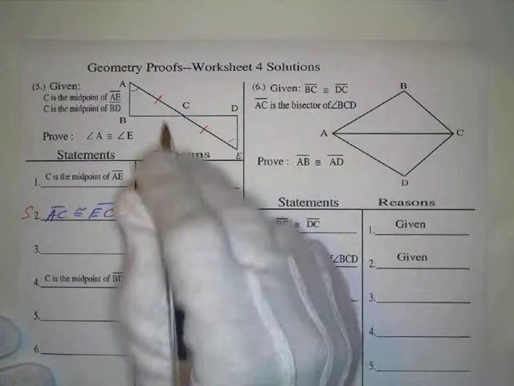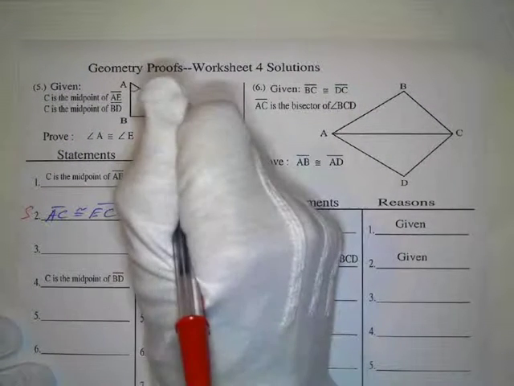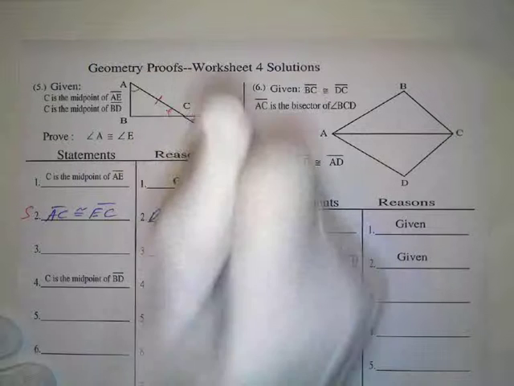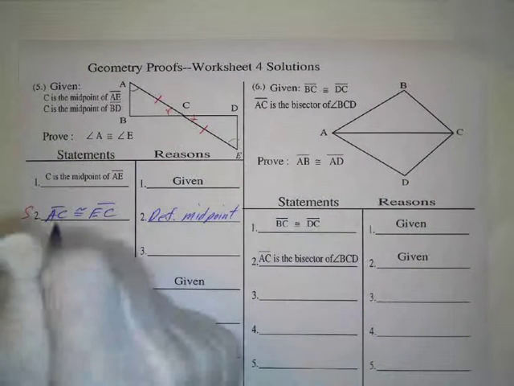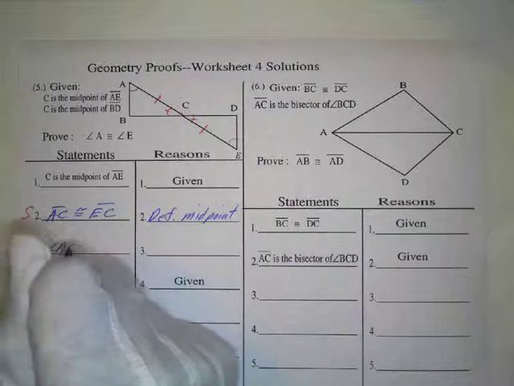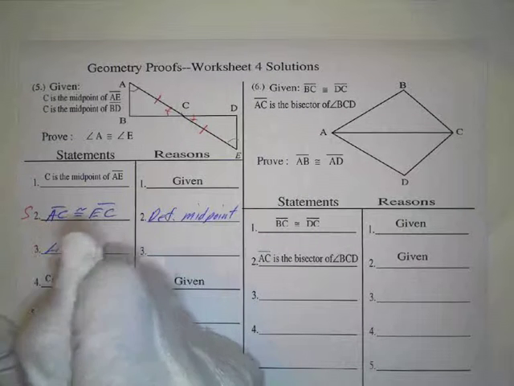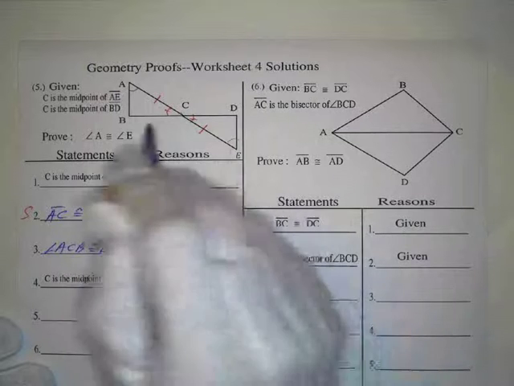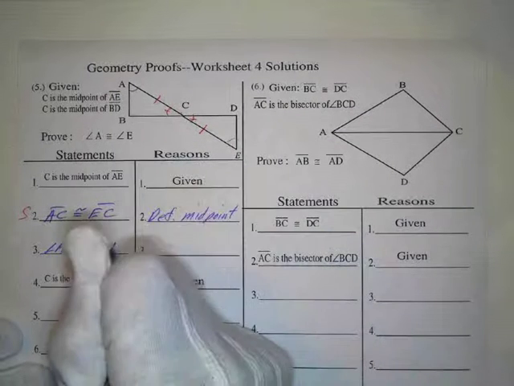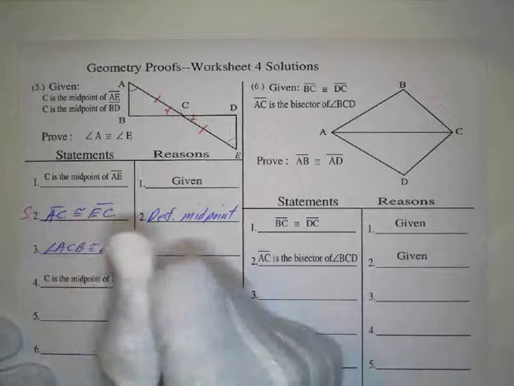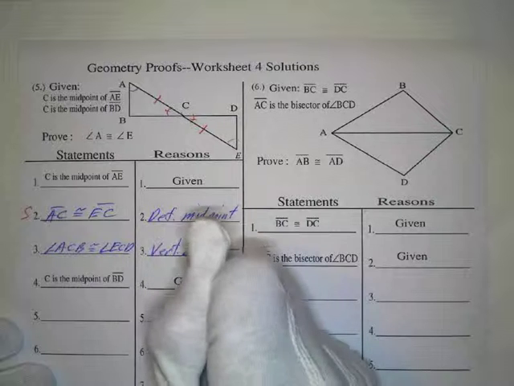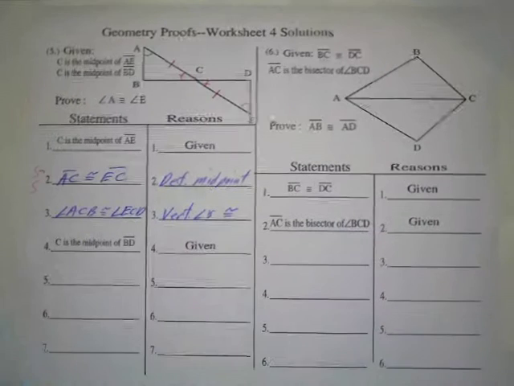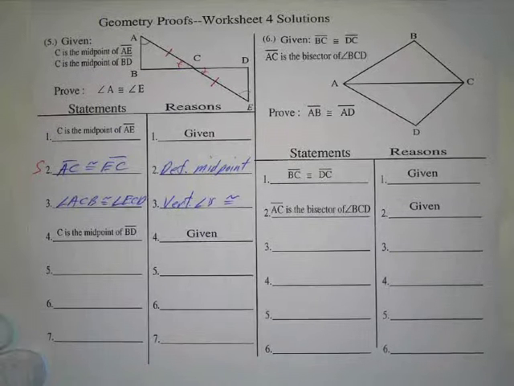And then I also know I've got vertical angles here, don't I? So we'll use our good old vertical angles are congruent theorem. Sometimes it's called the vertical angle theorem, but we can just state it. And I can say that angle ACB is congruent to angle ECD, and that's because vertical angles are congruent. Or you could say the vertical angle theorem. And that gives me an angle.